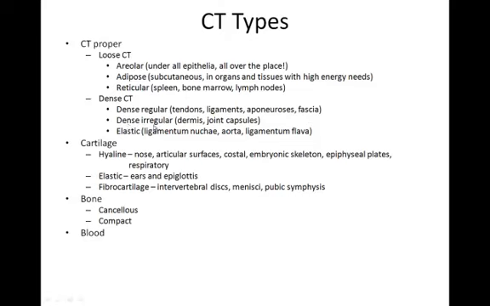In dense irregular connective tissue, we have dense collagen fibers, but they're arranged irregularly. We find this in the dermis of our skin. You've probably seen this in lab, or if you haven't seen it yet, you will. And the collagen fibers are arranged irregularly, or in our joint capsules. And those are capsules that surround our joints.